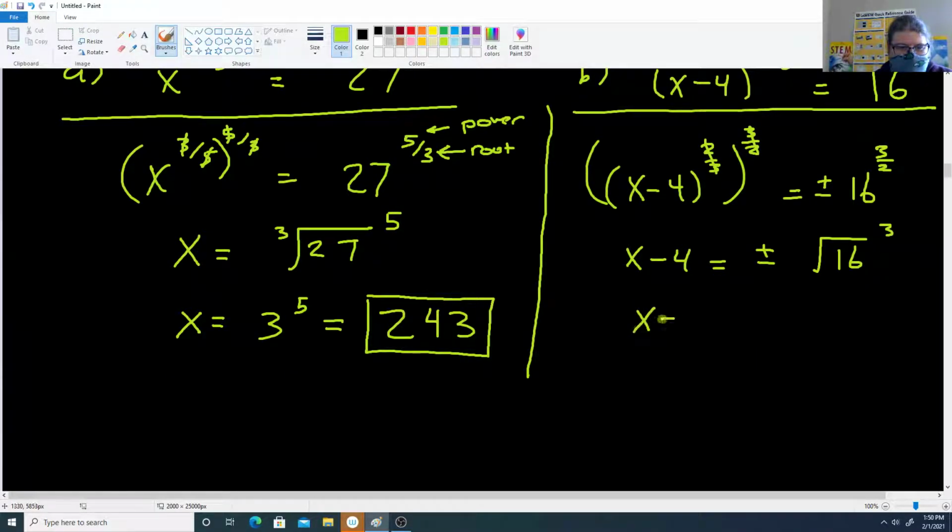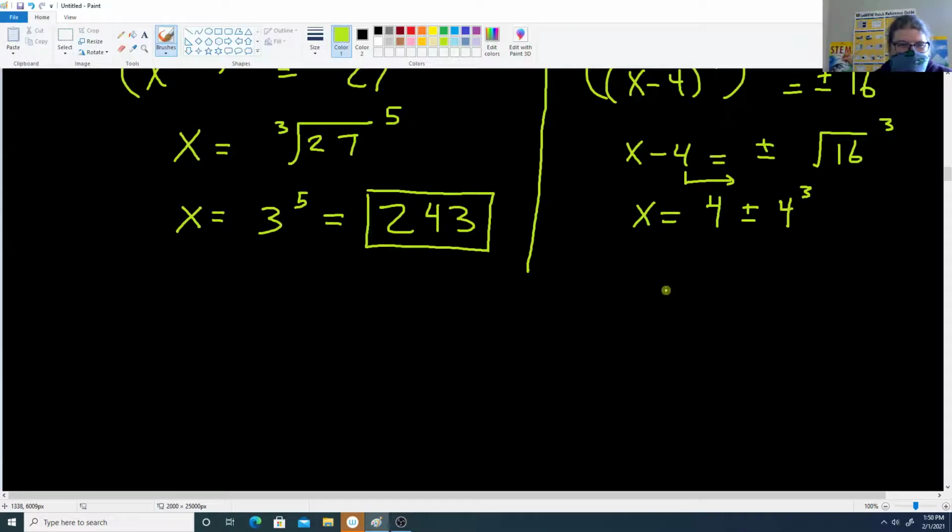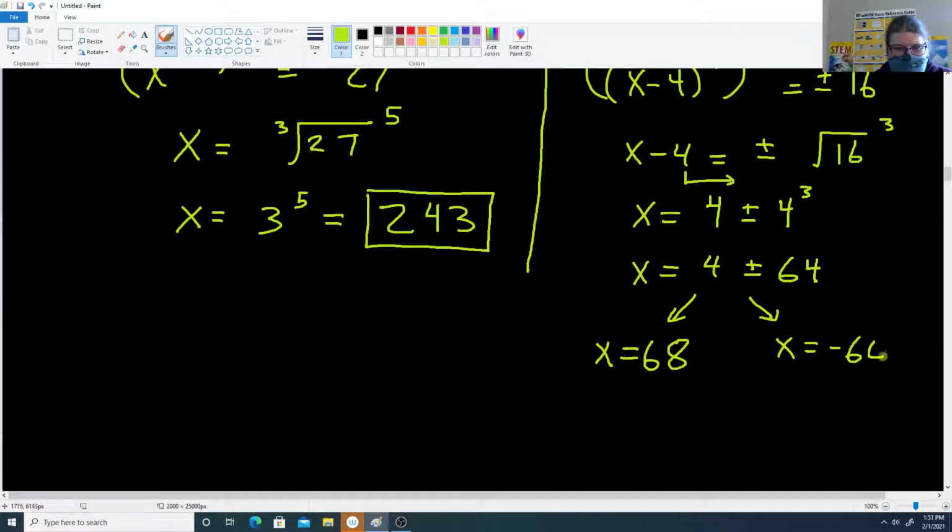So this will say x equals, the minus 4 will slide on over as a positive 4, plus or minus the square root of 16, which is 4, so this will be 4 cubed. So x equals 4 plus or minus 64. This is going to tell me there's two solutions here. 4 plus 64 says x is 68, or 4 minus 64 says x is negative 60.